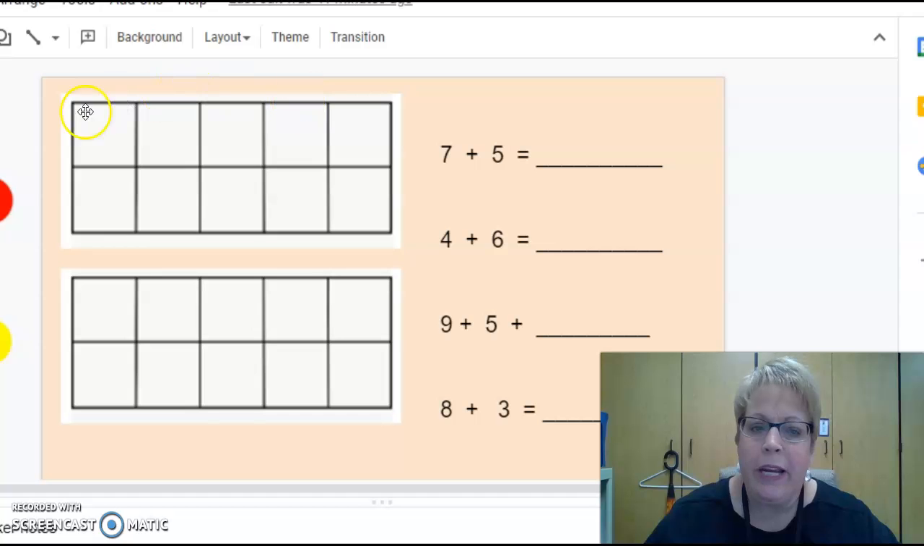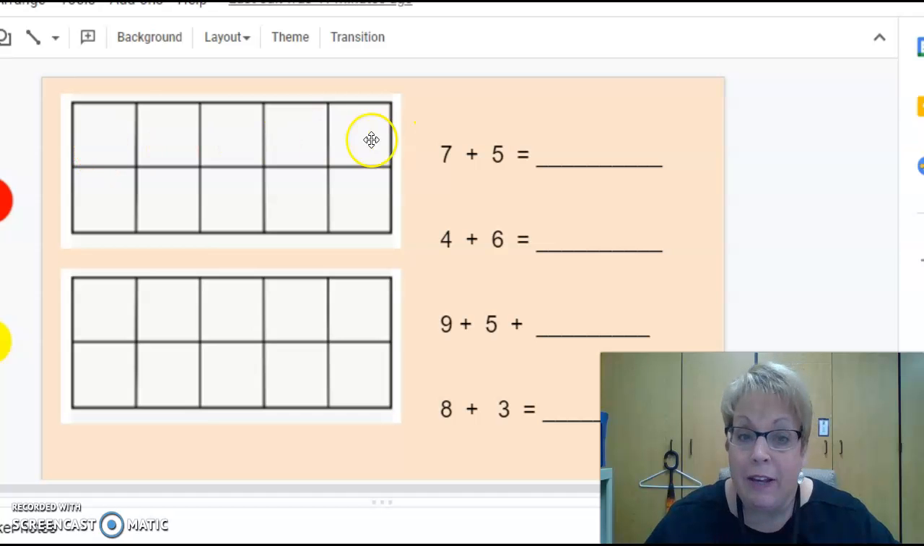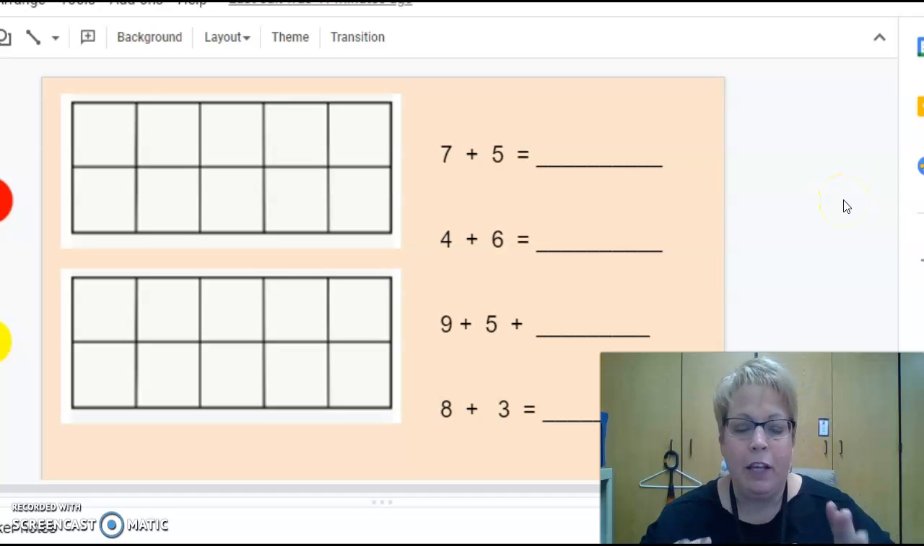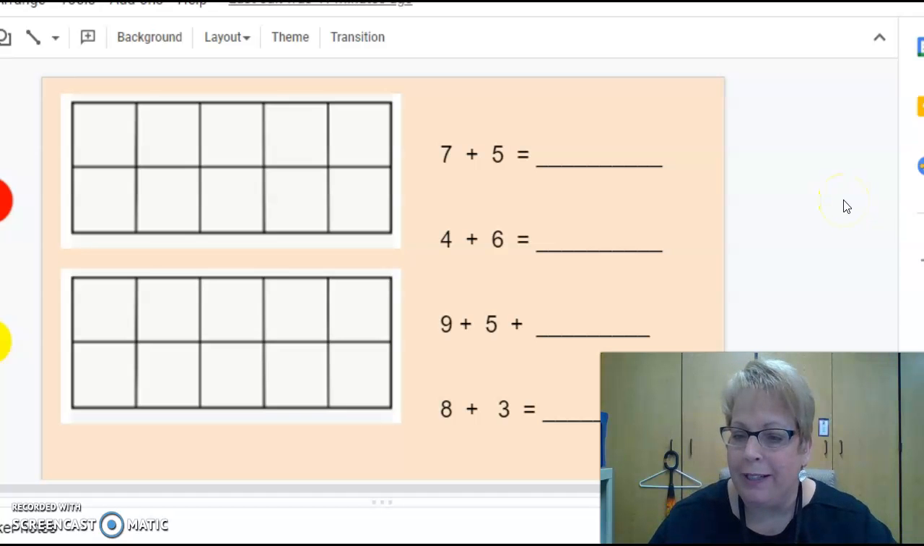So when we are using 10 frames to add, what I can really quickly see is if this 10 frame is filled up, then I know that that's 10 right away. And any overflow will come down here into the second 10 frame. I think probably the easiest way to explain this and for you to understand is to do a demonstration.